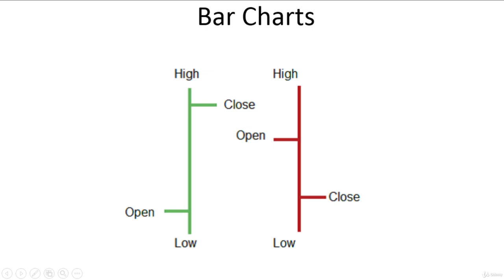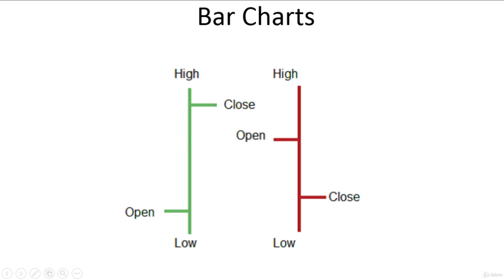Now we see an example which describes the formation of a bar chart. As you see in the formation of the bar chart on your screen, the first bar is green. On the left hand side you see the open, on the right hand side you see the close, then the top point is the high and the low point is the low.